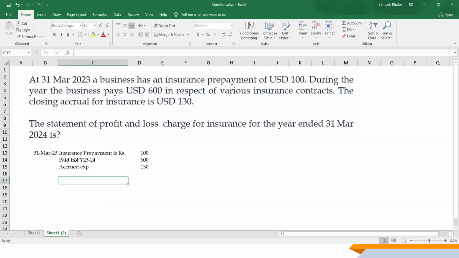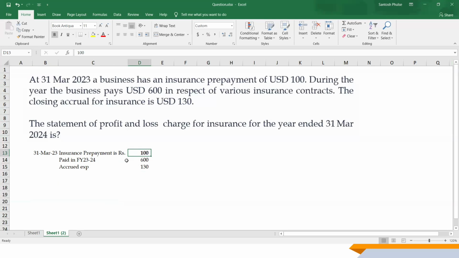Now the question is going to be the statement of profit and loss charge for insurance for the year ended 31st March 24 is, that's a question mark. Now we'll discuss towards the prepaid expenses. The prepaid expenses, it means that expenses which we incurred, and for that the service is going to be provided in future period. So till the times we are not going to get the services for that, that's the prepaid expenses for us. So it means this insurance expenses prepaid going to be expense of in 23-24 FY. So this is also we have to treat as an expenses for 24.